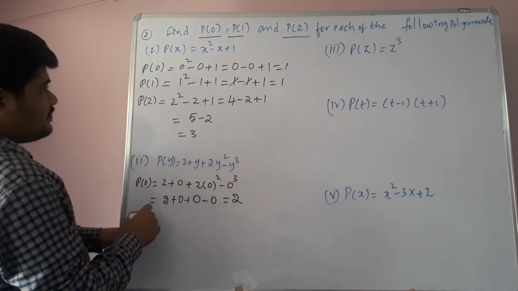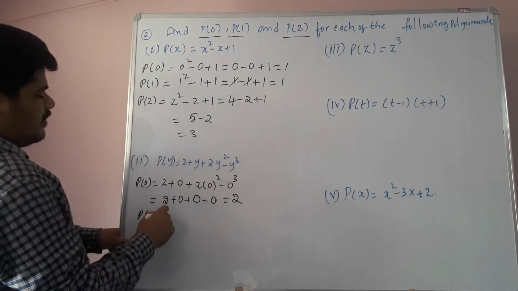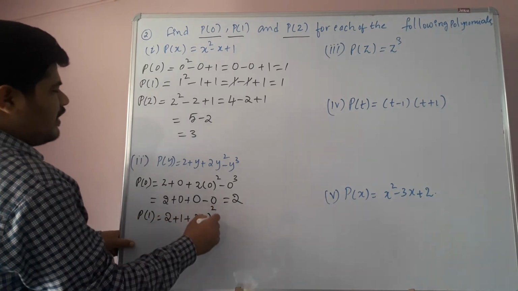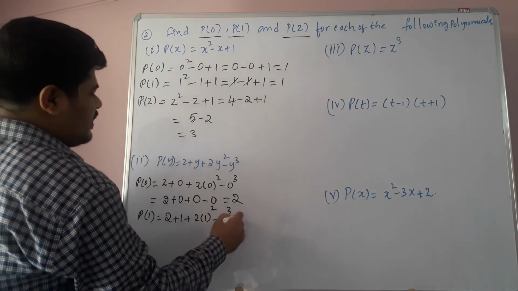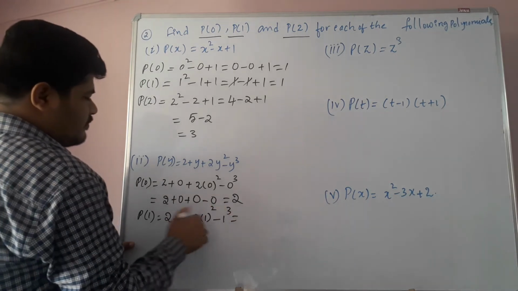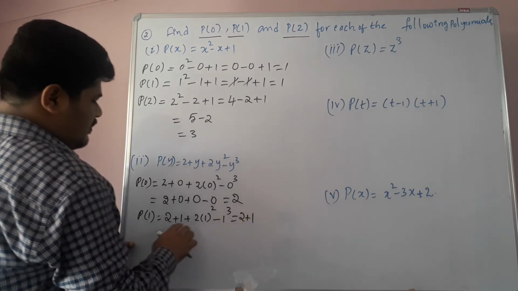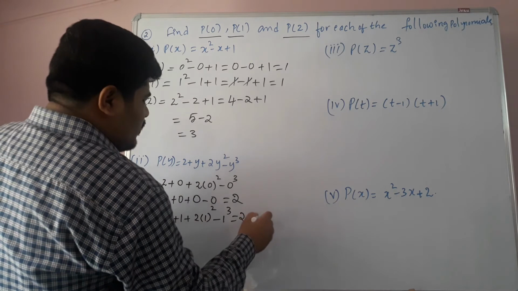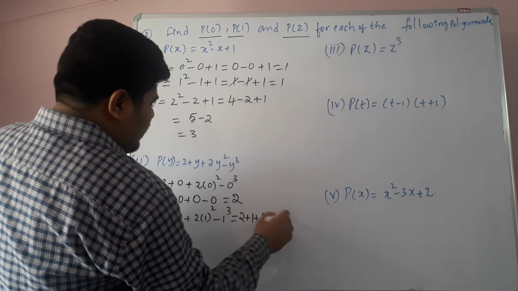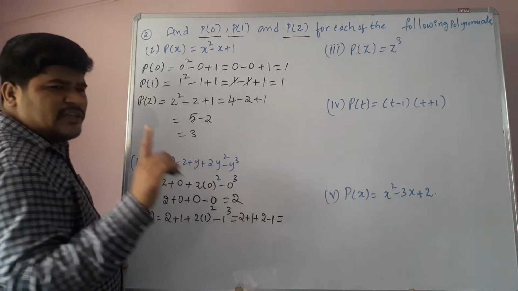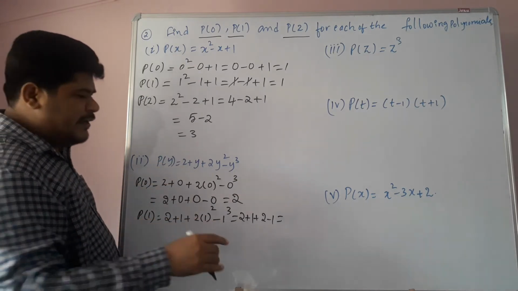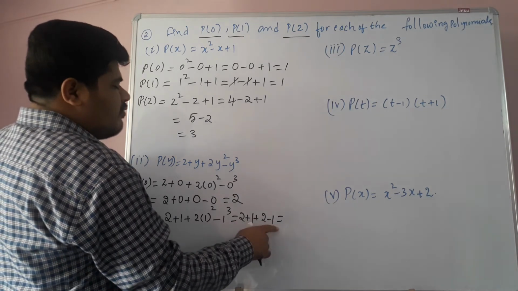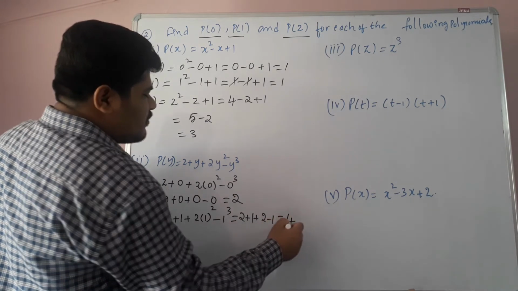Now P of 1. So that is equal to 2 plus 1 plus 2 into 1 square minus 1 cube. So 2 is 2 only. So 2 plus 1 plus 2 into 1 square. 1 square value 1 and 2 ones are 2. Minus 1 cube value, 1 cube value is 1 only. So minus of plus 1 is minus 1 only. So children, see here, all these are positive. 2 plus 1 is 3, 3 plus 2 is 5. 5 minus 1 is 4.